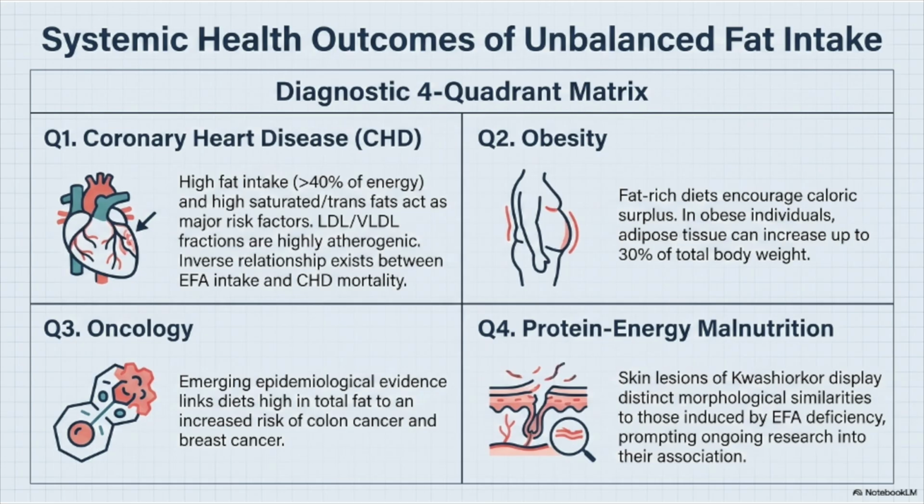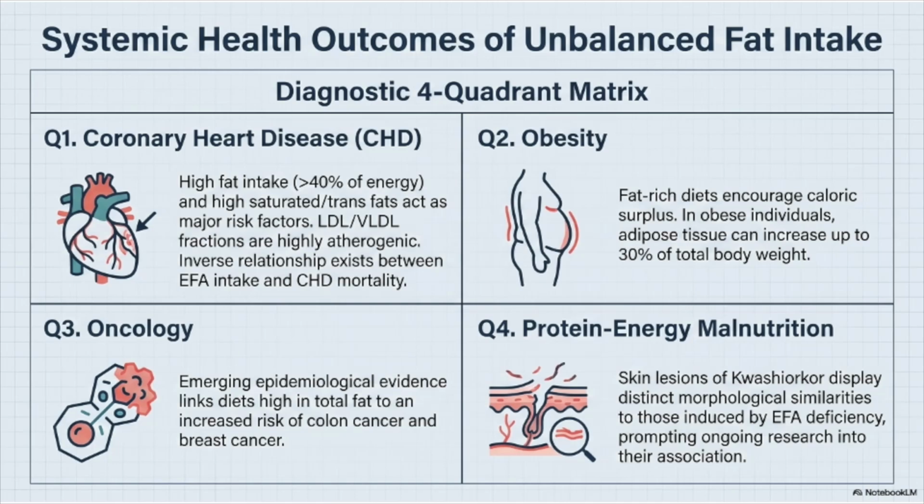Unbalanced fat intake leads to several systemic health outcomes, which can be understood through a four quadrant matrix. First, coronary heart disease, where high fat intake above 40% of energy, along with high saturated and trans fats, act as major risk factors. Since LDL and VLDL fractions are highly atherogenic, and an inverse relationship exists between essential fatty acid intake and coronary heart disease mortality.